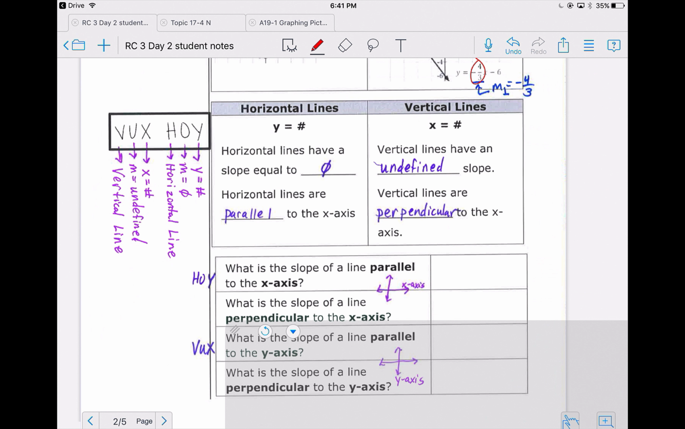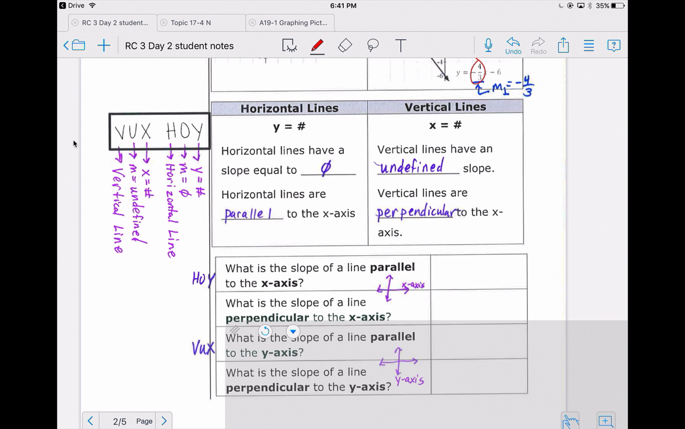We also have a little bit more vocab about horizontal and vertical lines. Horizontal lines have a slope equal to 0, and horizontal lines are parallel to the x-axis. Vertical lines have an undefined slope and are perpendicular to the x-axis.